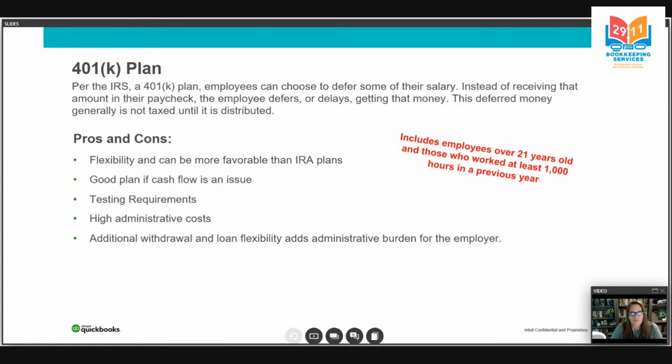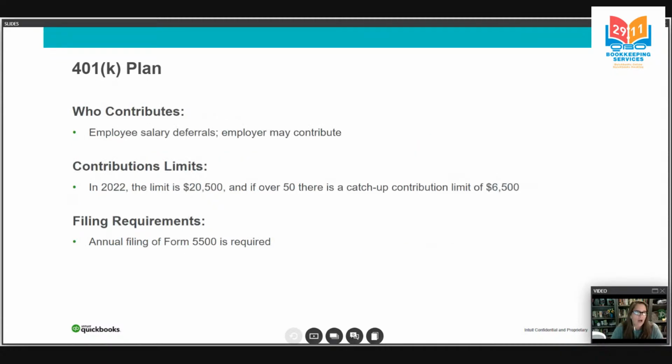This includes any employees that are over 21 years old and those who have worked at least 1,000 hours in the previous year. The employee contributes via salary deferrals, and the employer may contribute a certain percentage, right? Up to X amount percentage of the salary or the wages. Contribution limits in 2022, it's $20,500, and if over 50, there is a catch-up contribution limit of $6,500. Any filing requirements, you have to file the Form 5500.